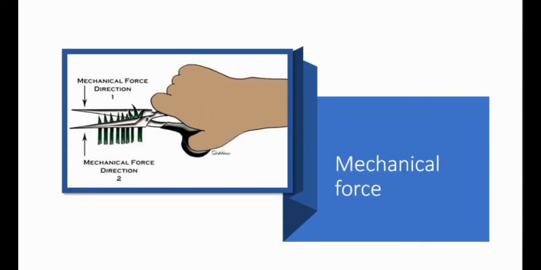Next is the mechanical force. Whenever we are using some simple machines to do our work, we are using mechanical force. As you can see in the picture, a boy is trying to cut the grass with the scissor. So it means he is making use of a simple machine, that is a scissor. And which force is he applying? He is applying the mechanical force.